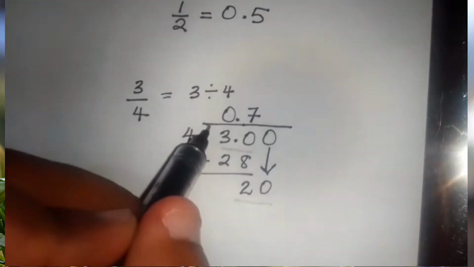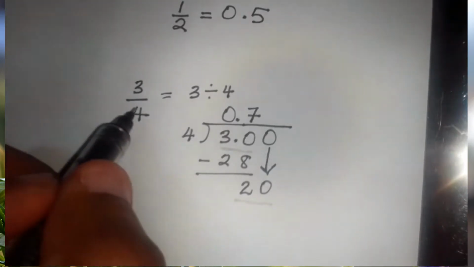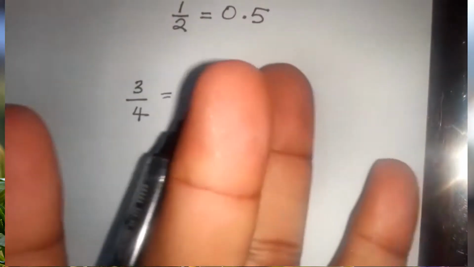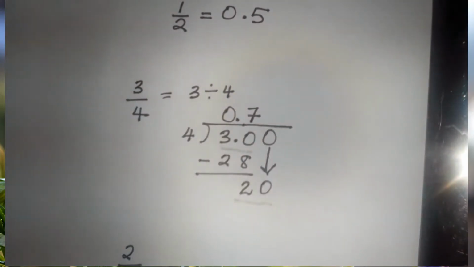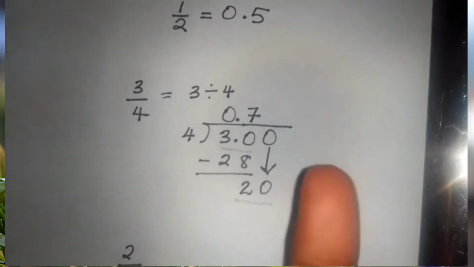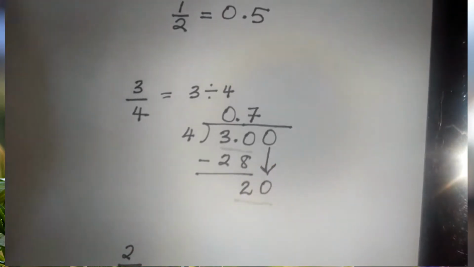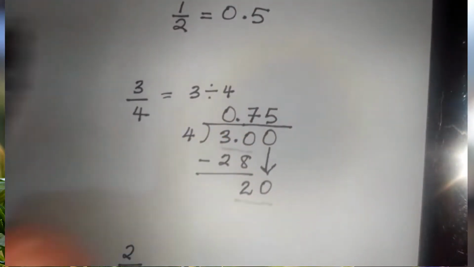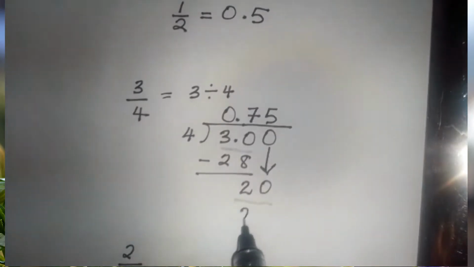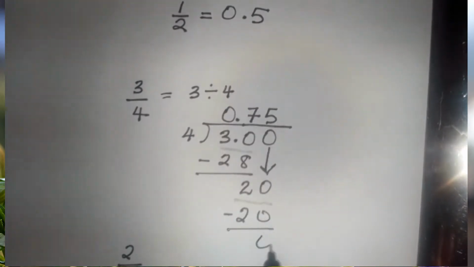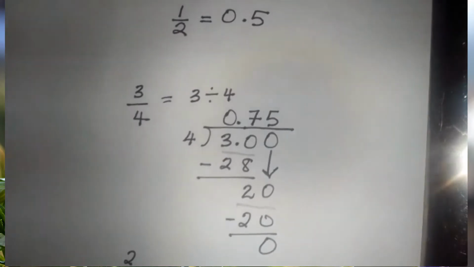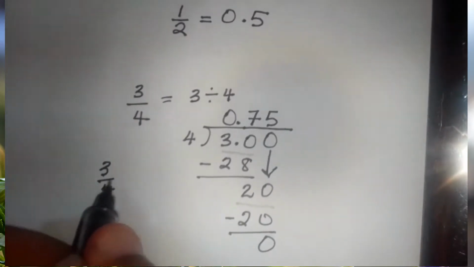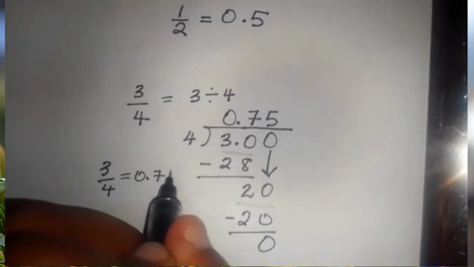See now? 4 into 20. So 4 into 20 goes how many times? 5, 10, 15, 20. It goes 5 times. Let me check it just to be sure. So 4 times 5 is 20, and when I subtract, I end up with 0. So I know that 3 over 4 is exactly equal to 0.75 as a decimal.